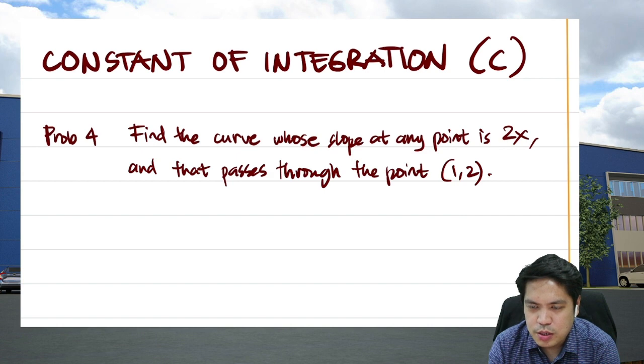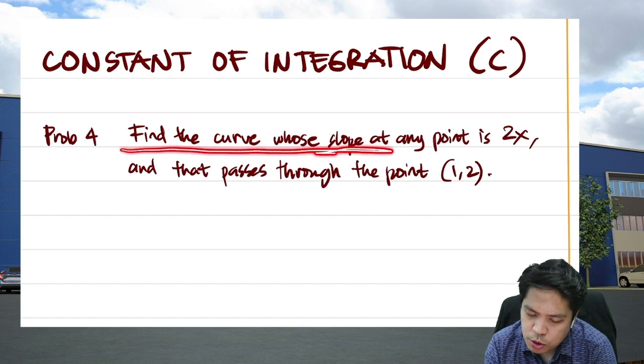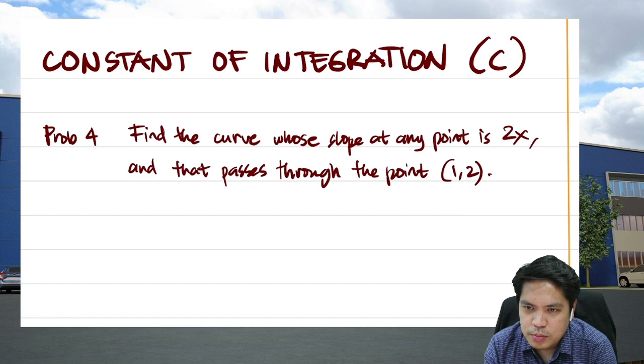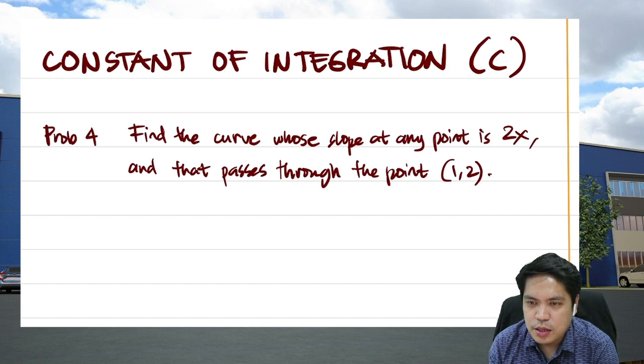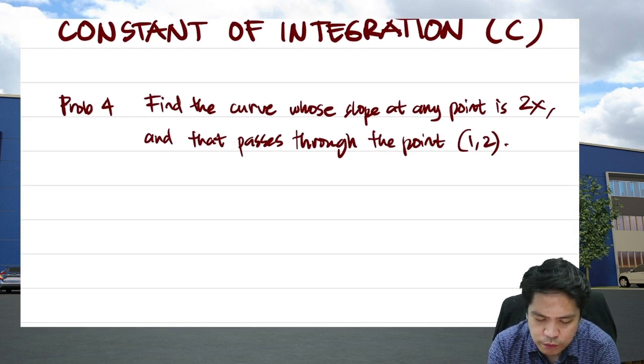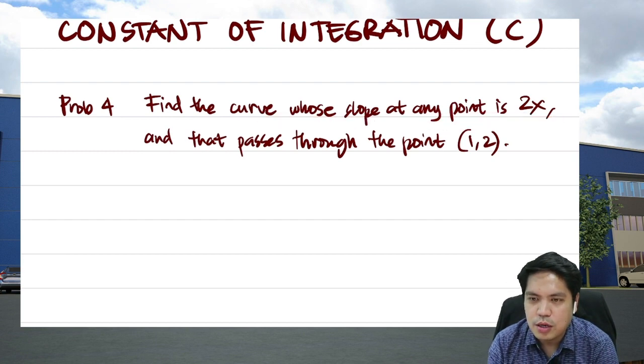So we are given a certain curve described as may slope daw siya at any point ng value 2x. But this particular curve passes through (1, 2). So yung hinahanap natin is that particular curve with these attributes or these characteristics. Okay, let us first interpret the first statement: the curve whose slope at any point is 2x.